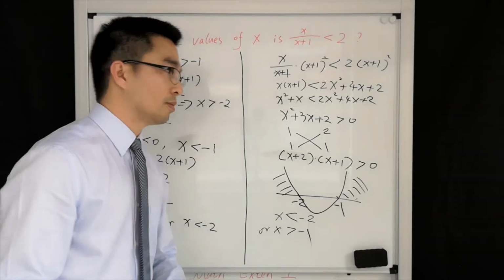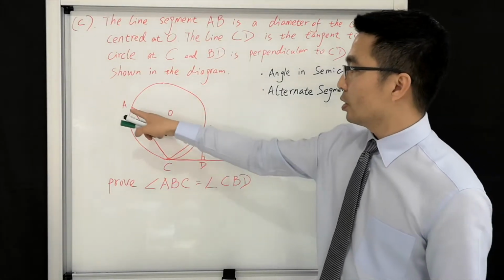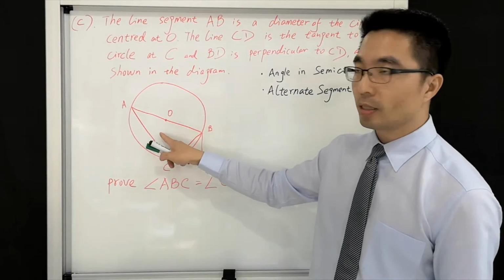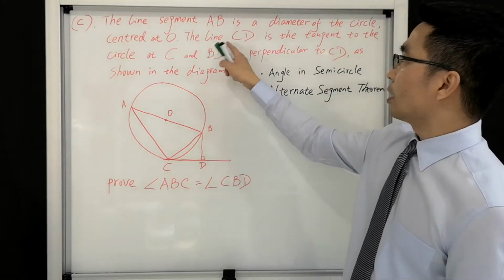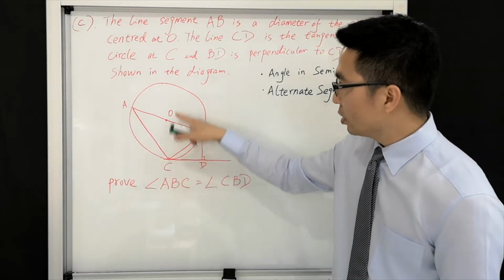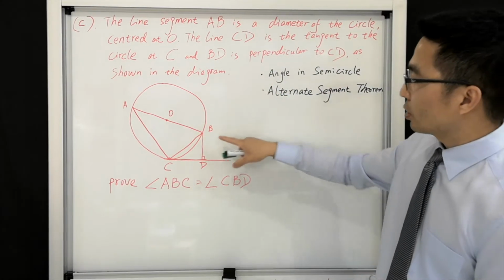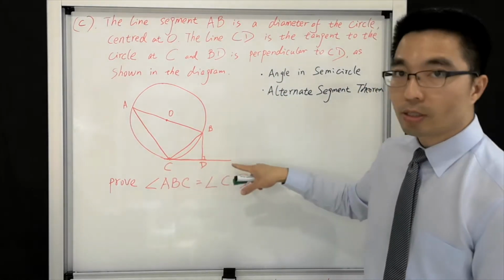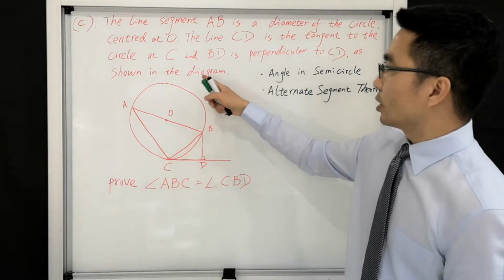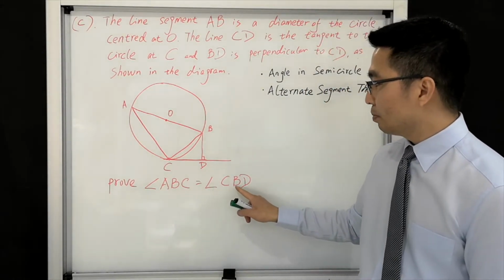Okay, in question C, the line segment AB, so here's the AB, is the diameter of the circle, center at O. So here's the center, AB is the diameter. The line CD is the tangent to the circle at C, and BD is perpendicular to CD. So this angle is 90 degrees, as shown in the diagram. We need to prove the angle ABC equals the angle CBD.